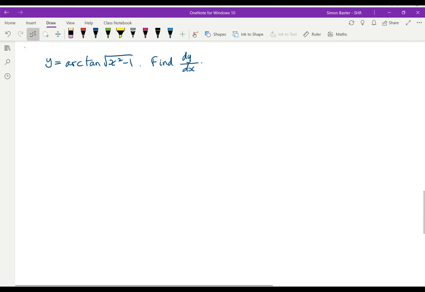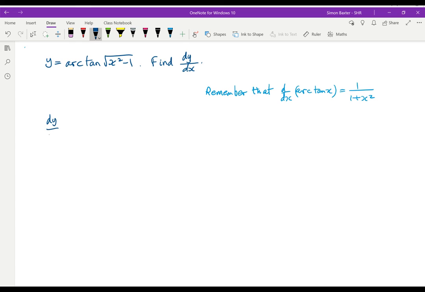So if we come to differentiate something like arc tan root x squared minus 1, the first thing we have to do is to remember that if I differentiate arc tan x, I get 1 over 1 plus x squared. So now it's just a case of using the chain rule.